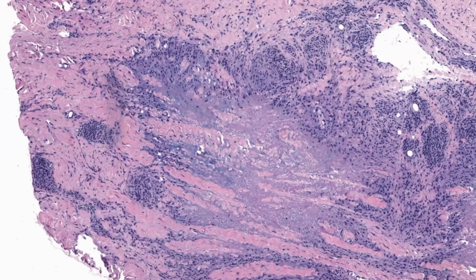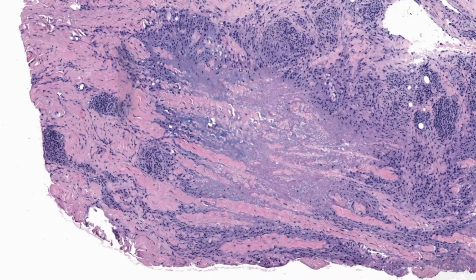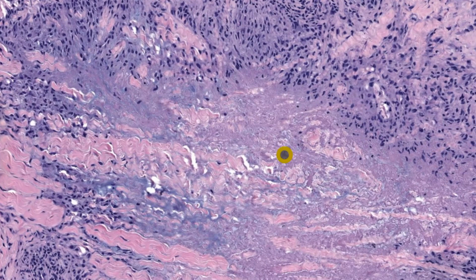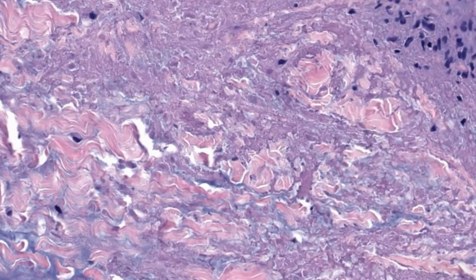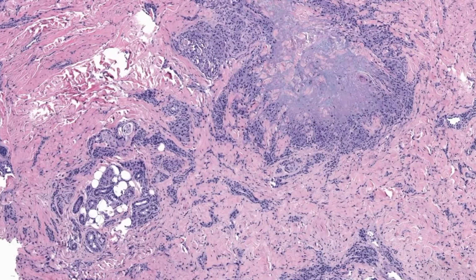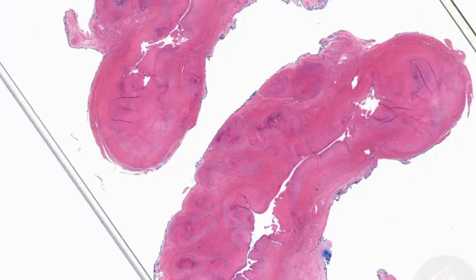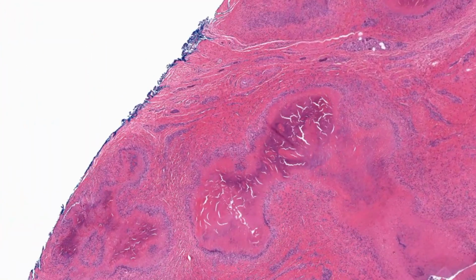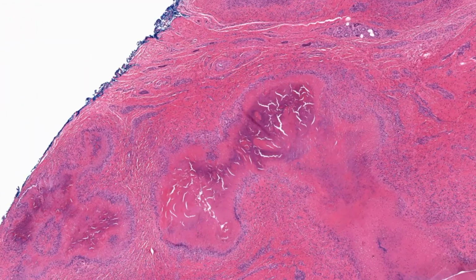You can see another one over here, another similar palisading area where you can see surrounding histiocytes. These are all surrounding histiocytes. And in the center, you can see that there is mucin deposition in between these degenerated collagen bundles. So this is a case of granuloma annulare. What you can see here is another case.